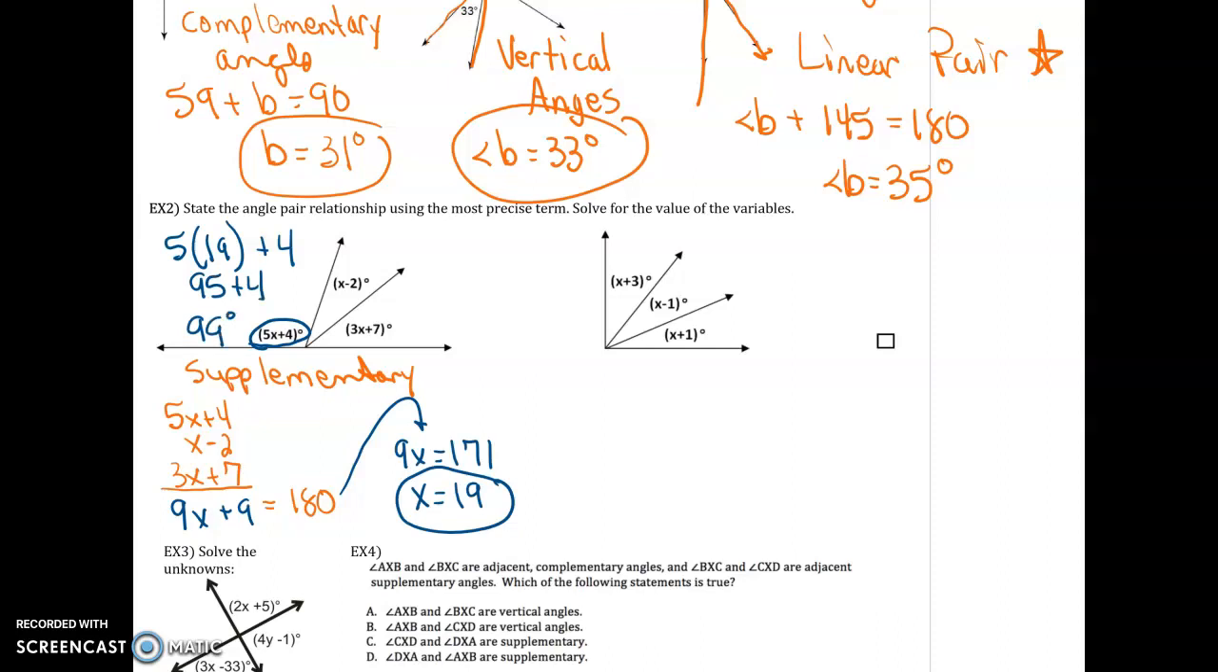All right, the next one, the box is missing. This little box here is actually supposed to be over here. I don't know how it slid over. They're making 90-degree angles, so these are complementary.